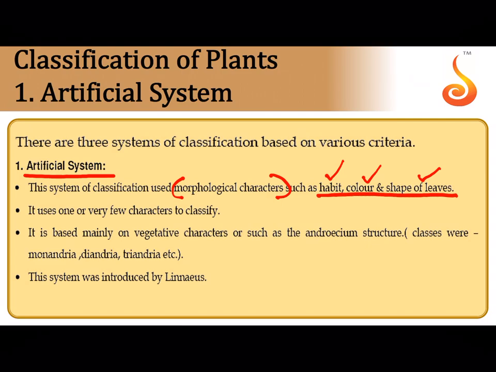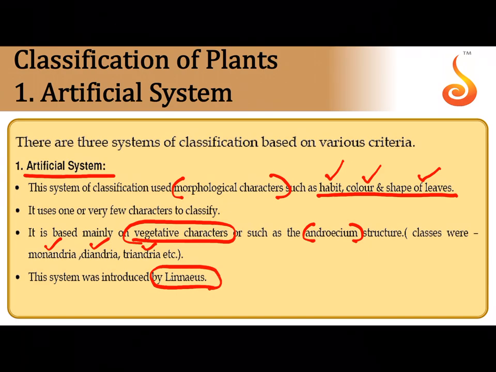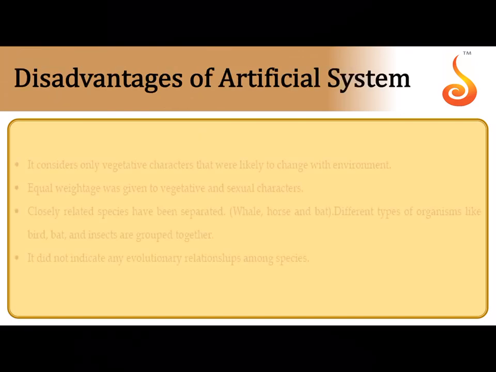plants. It is also based mainly on vegetative characters, or even characters such as the structure of the androecium, which is a sexual character. Androecium is the stamen, whether they have a single stamen or a double stamen or more than two stamens. So it is very loosely based on a set of vegetative and sexual characters, but everything is entirely based on observation, and this was put forth by Linnaeus, the artificial system of classification, which has obviously evolved into further systems that we will be looking into now.